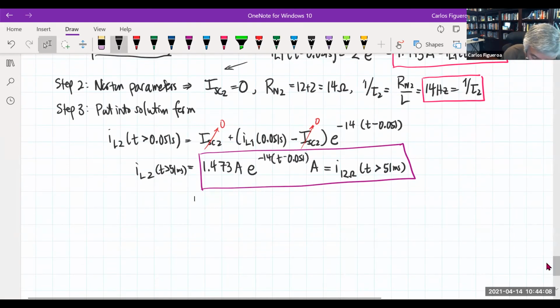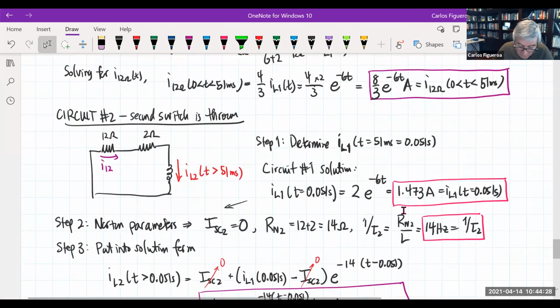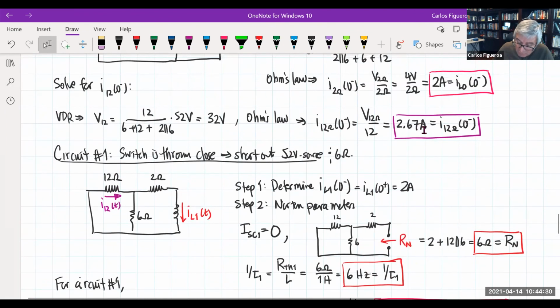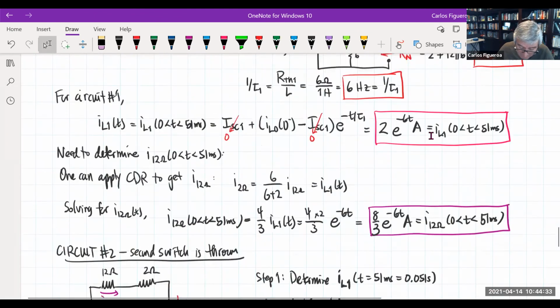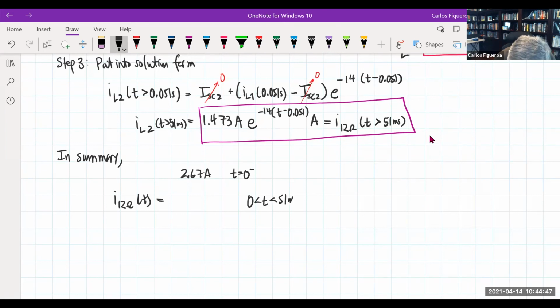So in summary, we have that I12 of t for all times here. We saw that at t equal to 0, what was the current through the 12 ohm resistor? It was 2.67 amps. Okay, so I have 2.67 amps for t less than 0. Then I have my interval of 0 to 51 milliseconds.